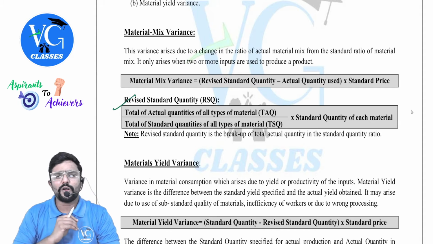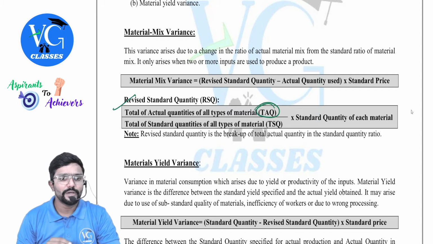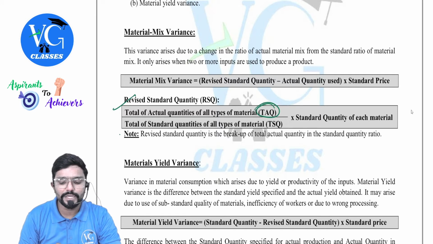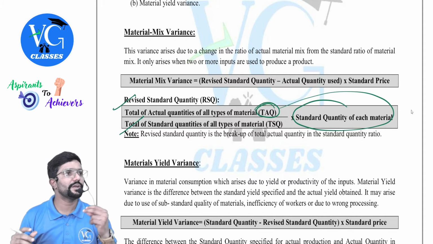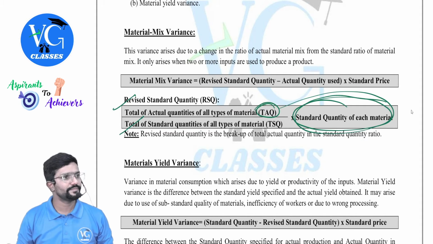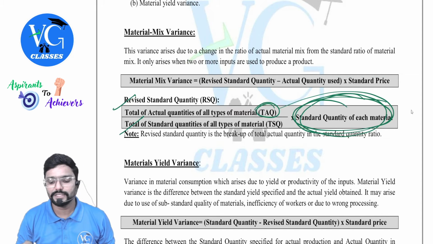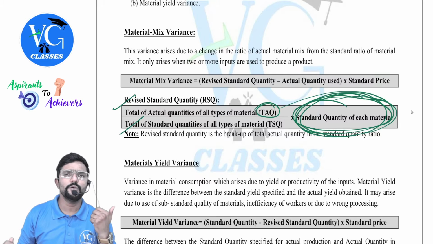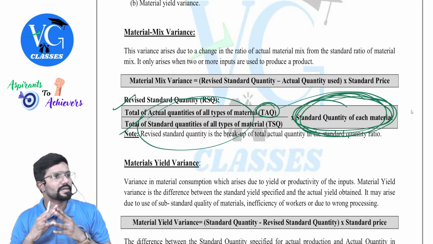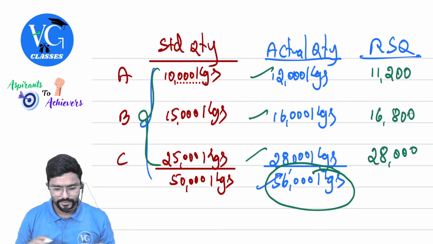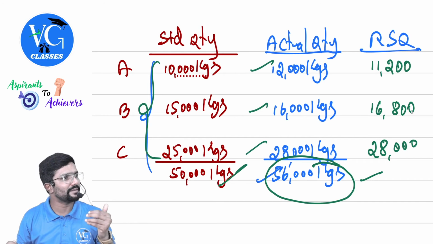Total of actual quantity of all types of material, all three put together, you have to take. Divided by the total of standard quantities of all types of material, into the standard quantity of each material. If you are doing it for A, multiply with A. If you are doing it for B, multiply with B. If you are doing it for C, multiply with C. The numerator and denominator will anyway be common. So in my example, 56,000 will remain the same. Total is 50,000, that will remain the same.